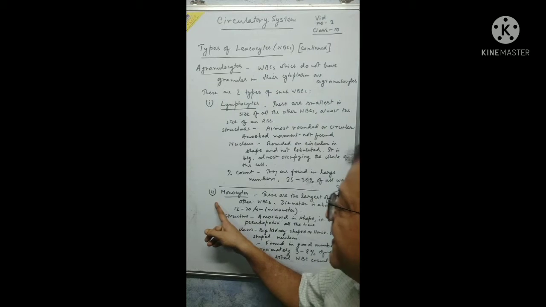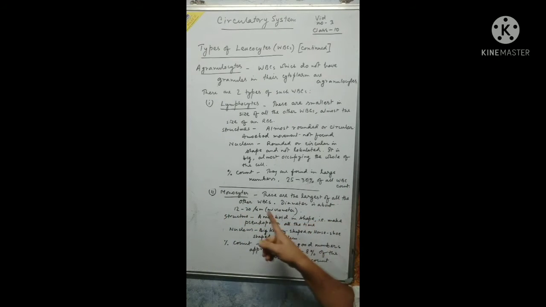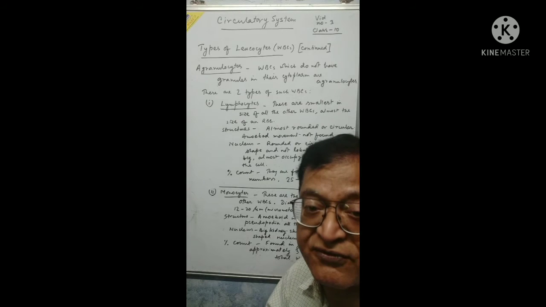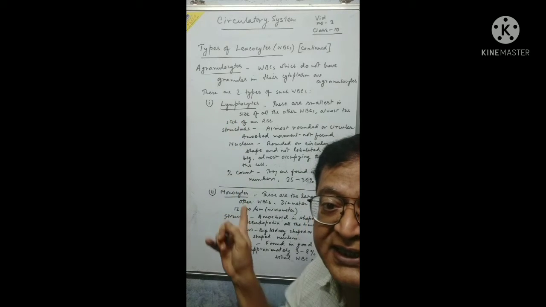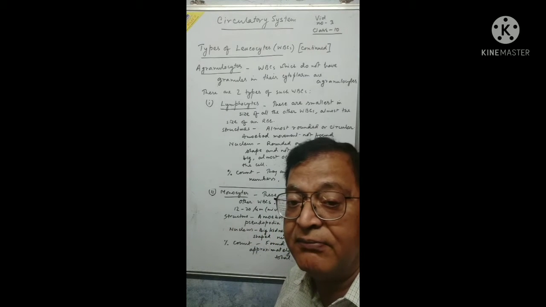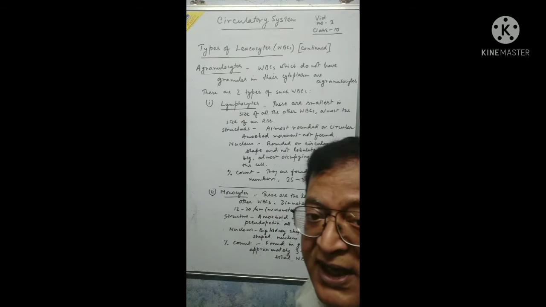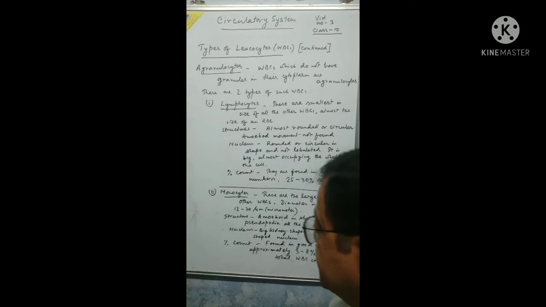And the second type of agranulocyte is monocytes. These are the largest of all the WBCs. That one is the smallest of all, and this is the largest of all. Diameter is roughly about 12 to 20 micron. You can understand this is the largest of all WBCs.